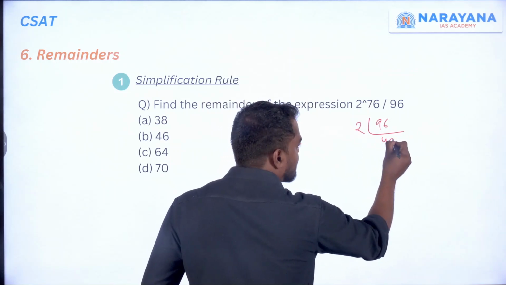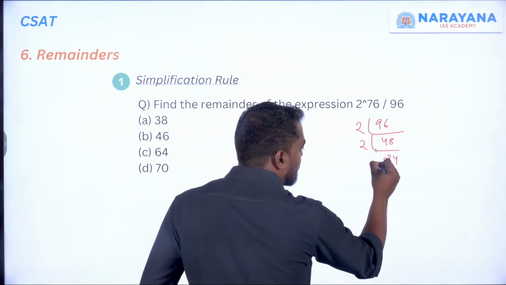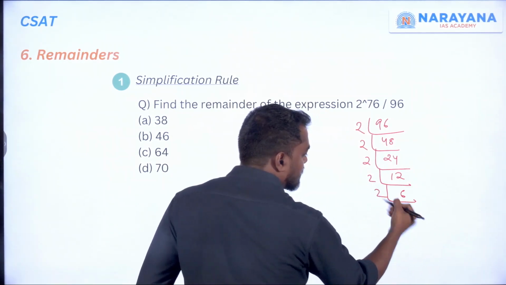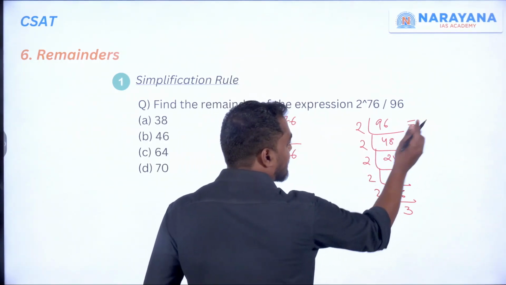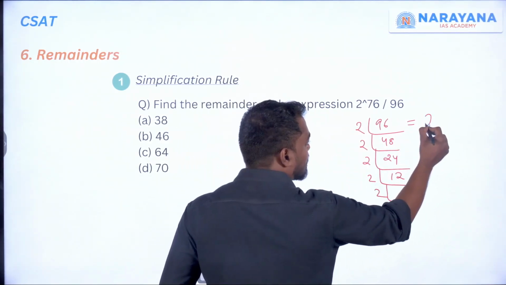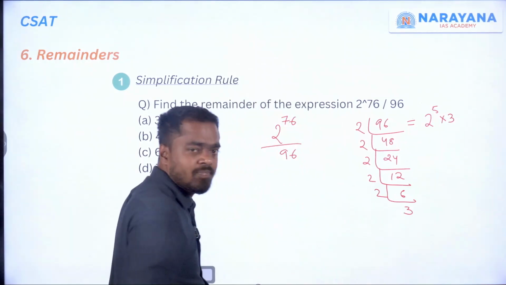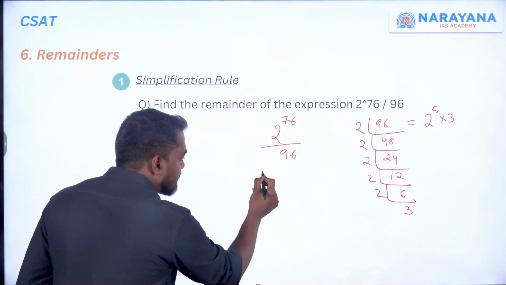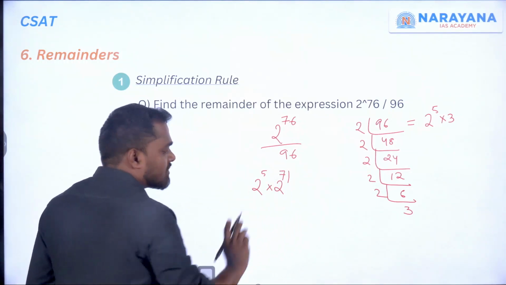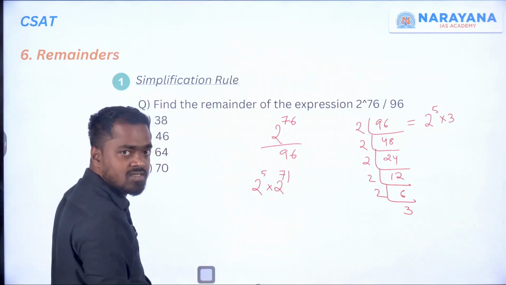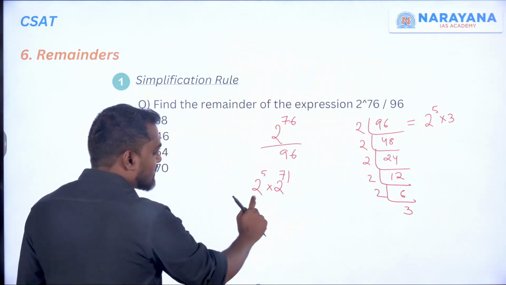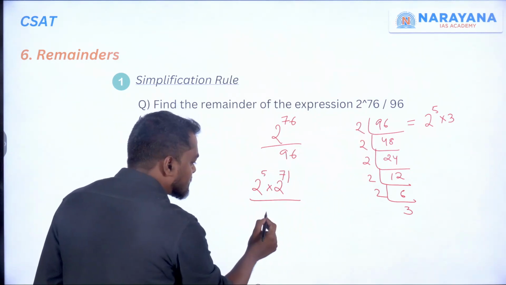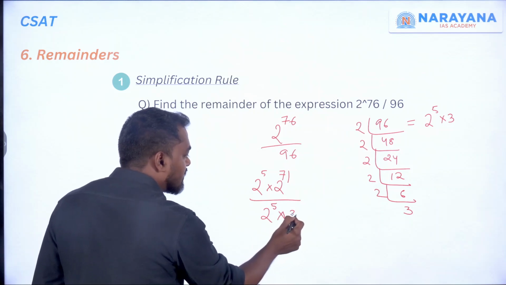So that is 2 times 48, 2 times 24, 2 times 12, 2 sixes are 12, 2 threes are 6, right? So 96 can be written as, there are 5 twos, 2 to the power 5 into 3. Now the same 2 to the power 76 can be written as 2 to the power 5 into 2 to the power 71, right? 71 plus 5 is 76. So I am writing 2 to the power 76 in terms of 2 to the power 5 into 2 to the power 71. Now 96 can be written as 2 to the power 5 and 3.